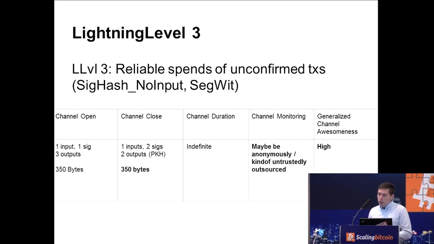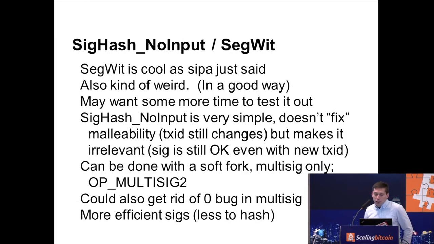However, because of ECDSA malleability, that TXID could change. And there's basically an infinite number of TXIDs it could change to, so I can't sign them all. So I have to watch for what the TXID is. So there's two ways to fix this. And segregated witness is one of them. And segregated witness is really cool, as Sipa Peter just said.